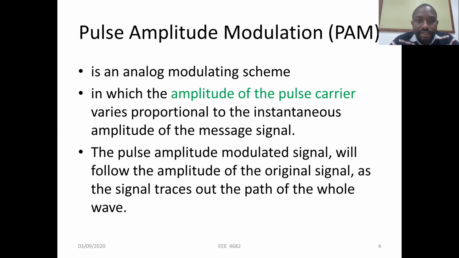Pulse amplitude modulation, like I said, is an analog modulating scheme in which the amplitude of a pulse carrier is varied in accordance with the baseband message signal. The pulse amplitude modulated signal will follow the amplitude of the original signal. That is the case for natural PAM, or you also have another type, which is flat-top PAM, which does not necessarily follow the exact position of the message signal.